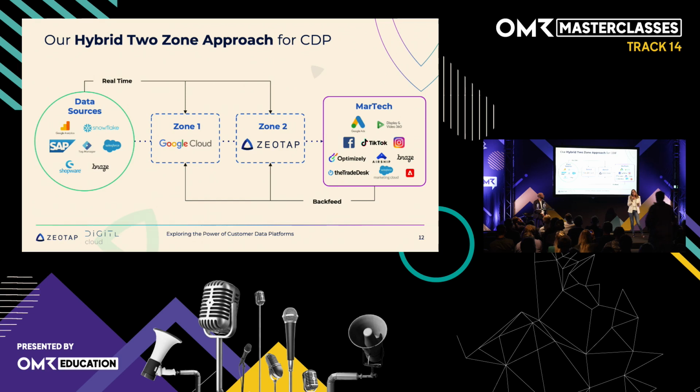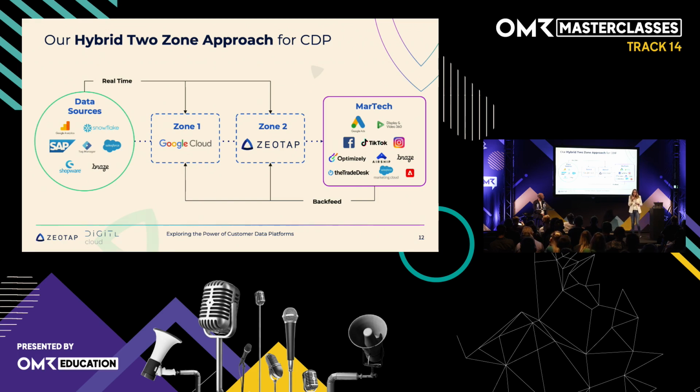Zone 1 is the focus of Google Cloud. So this is the Google Cloud infrastructure, and Zone 2 is your CDP, Zeotap. We will focus on the individual zones on the next two slides. And what applies to the data sources, of course, also applies to the MarTech activation.